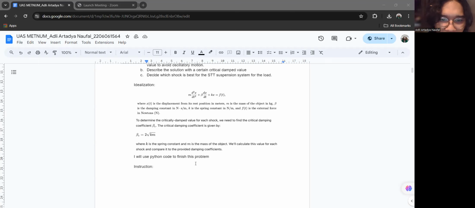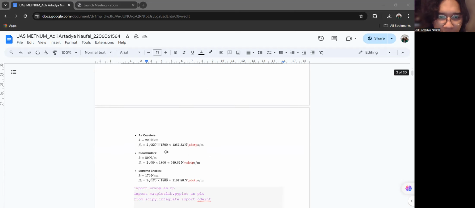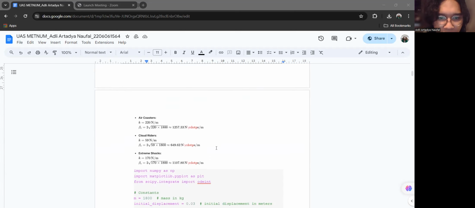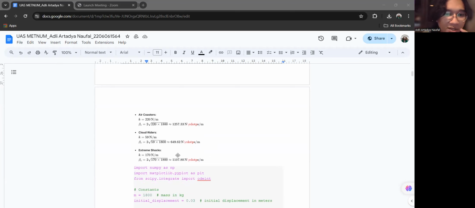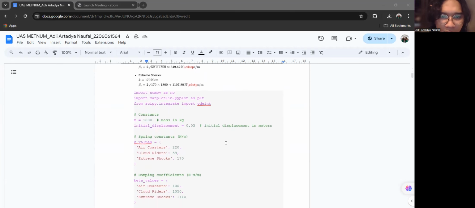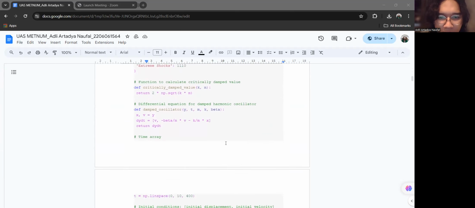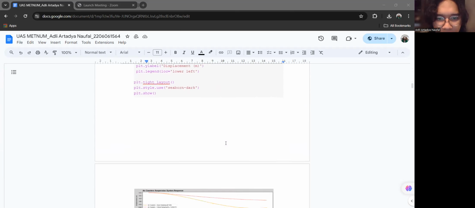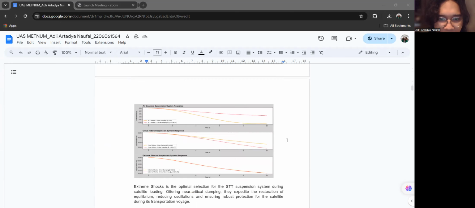And I will use this Python code to finish this problem. We start with the instruction. This is the equation: Air Coaster, Cloud Riders, and Extreme Shocks. And this is the code for Python. I'm going to skip this. And this is the data that we get.